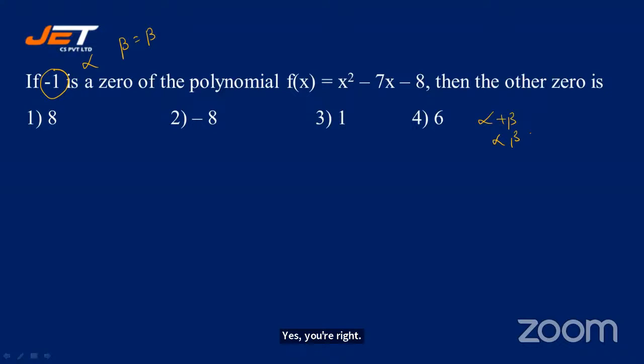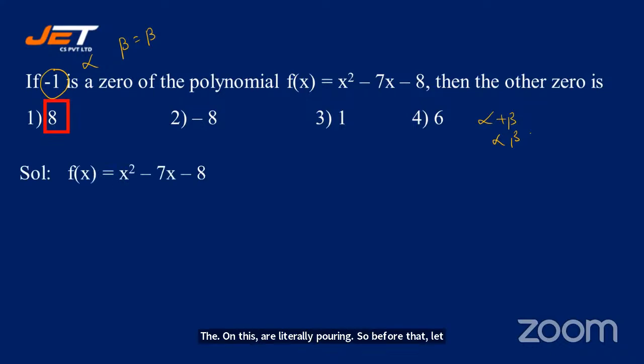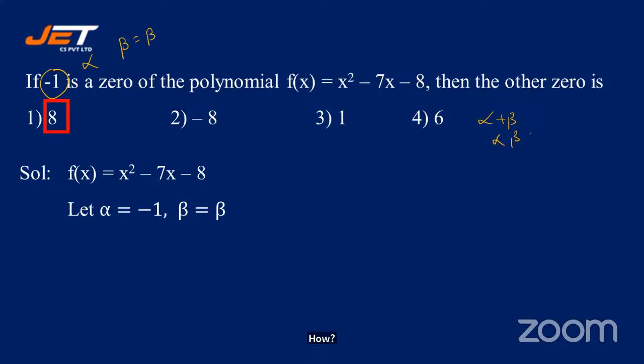All right. The answers are literally pouring in. So before that, let me give you the answer. It is option 1, which is 8. How? Quickly see the key. F of x is x square minus 7x minus 8. So alpha is minus 1. Beta is beta. So what is alpha plus beta?